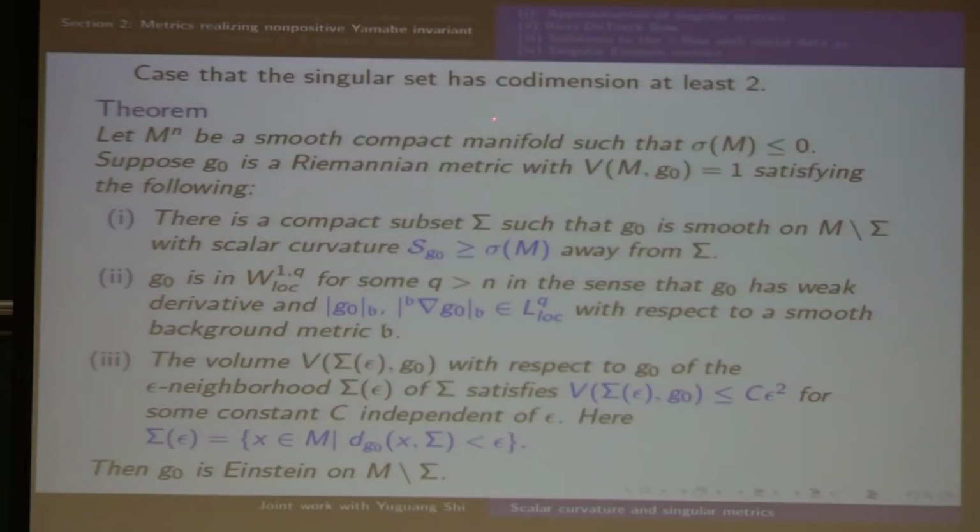Well, we say that the codimension is at least 2 means that you take any epsilon. Because this is a Riemannian metric, we can talk about the distance function. You look at this distance function, look at this set, and then codimension at least 2 means that the volume of this set is less than or equal to some constant times epsilon squared, where C is a fixed constant. Well, if M and G naught satisfy this condition, then G naught must be Einstein outside the singular set. That is what we want to prove.